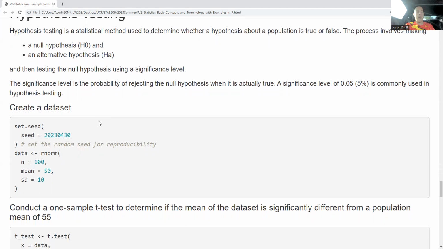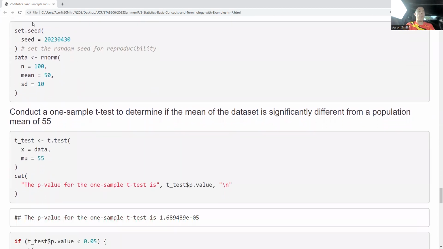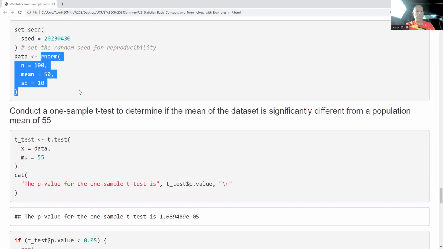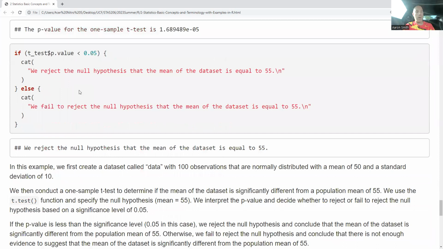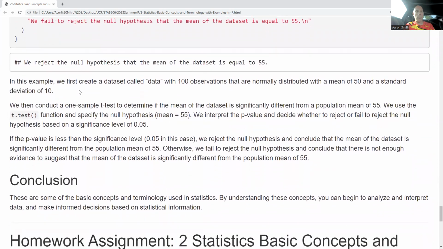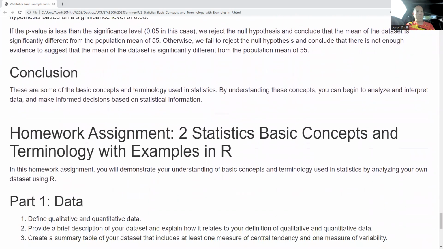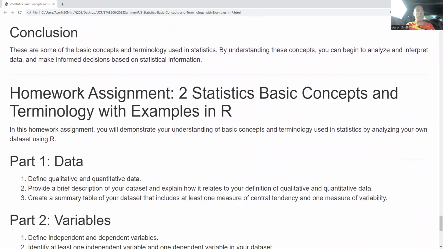So let's create a data set. Once again, I'm using set.seed to make my data set reproducible. So in the future, if I do random number generation, I get exactly the same values. Here, I'm generating random normal data. Oh, and I copied and pasted this a second time. That was a mistake on my part.